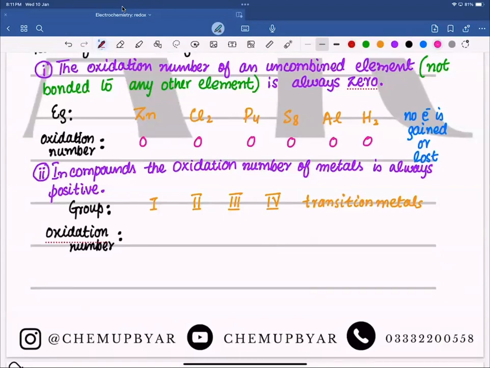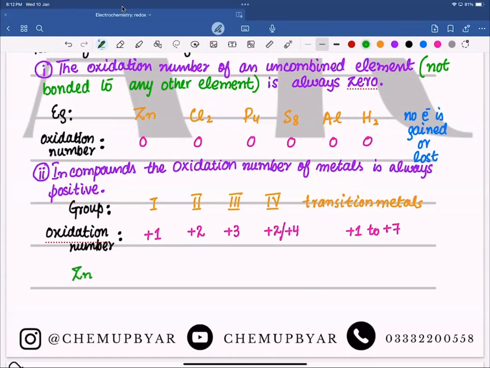So the oxidation number of group 1 metals in compound is +1. Group 2 metals in compound is +2. Group 3 metals in compound is +3. For group 4 metals, they are either +2 or +4. And transition metals have a positive oxidation number, but it varies from +1 to +7. Is this clear? Yes, sir. Okay.